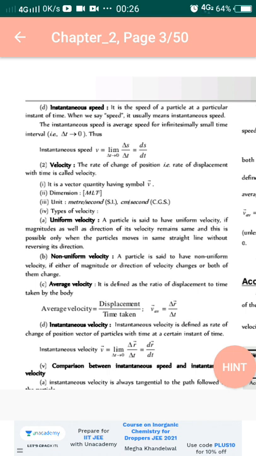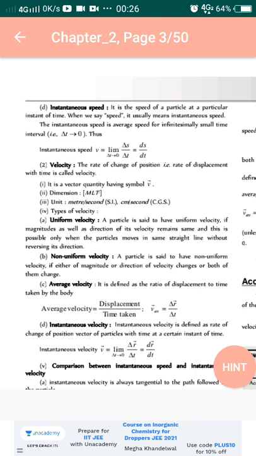Then velocity. The rate of change of position, that is, the rate of displacement with time, is called velocity. First, it is a vector quantity, with the symbol given. Then dimension M0 L1 T-1, unit meter per second in SI, centimeter per second in CGS.